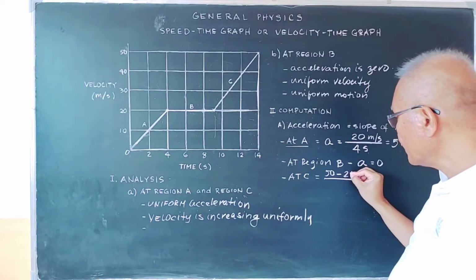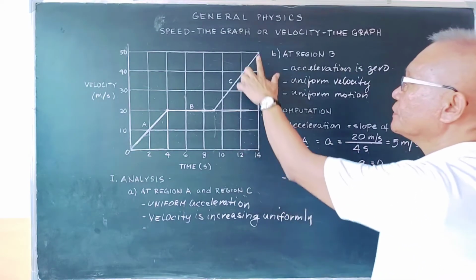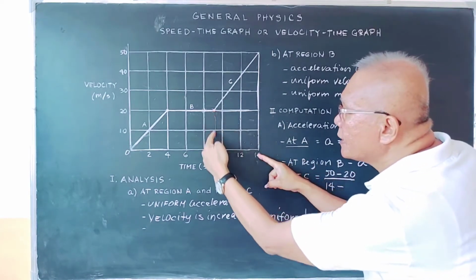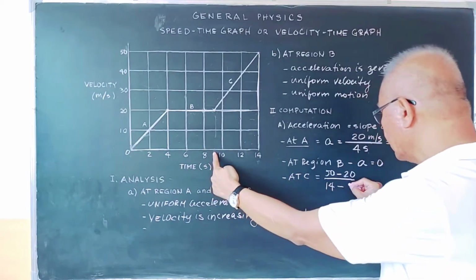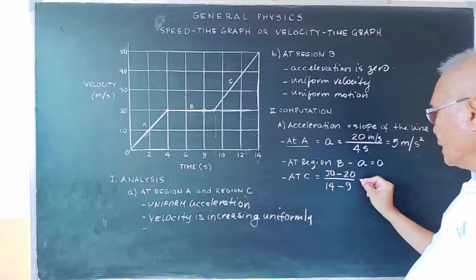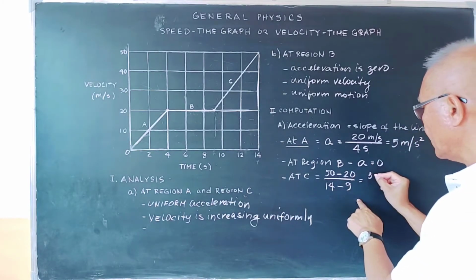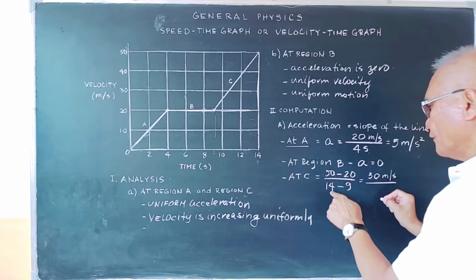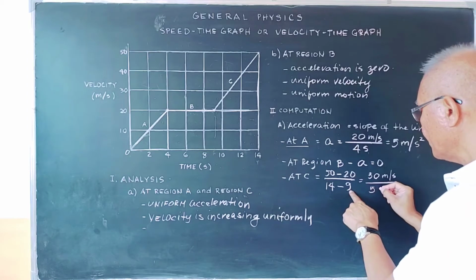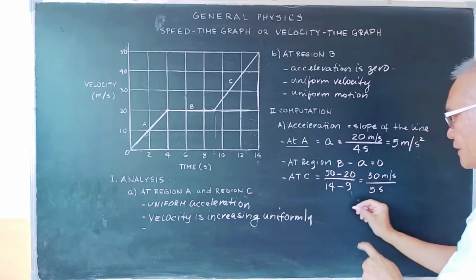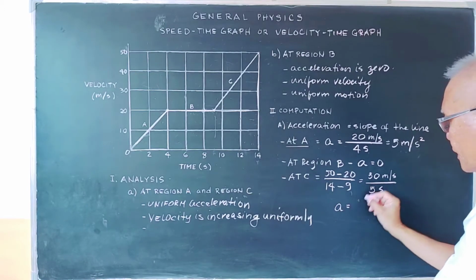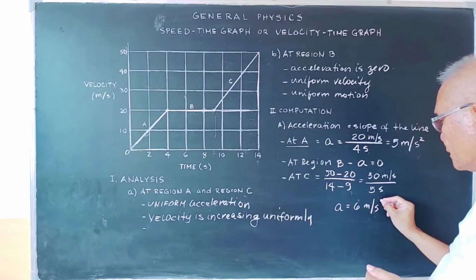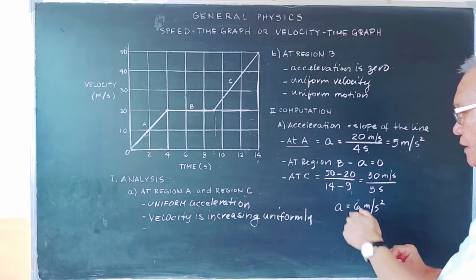So 50 minus 20, that's the height. What about the time? The time here is 14 minus this one, which is 9. Okay. So we have 50 minus 20 is 30. This one is meter per second. And 14 minus 9 is 5 seconds here. We divide. At C, our acceleration is equal to 6 meter per second squared. That is our acceleration there.